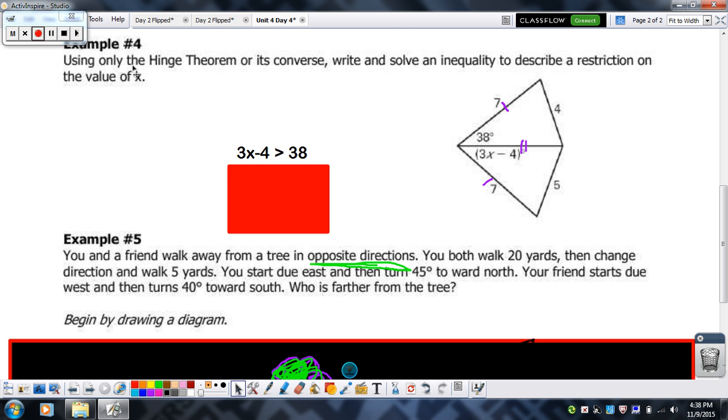We want to solve for a restriction on the value of x. That means I want to get x by itself. I have to add 4 to either side. I get 3x is greater than 42. Then divide by 3 to get x is greater than 14.